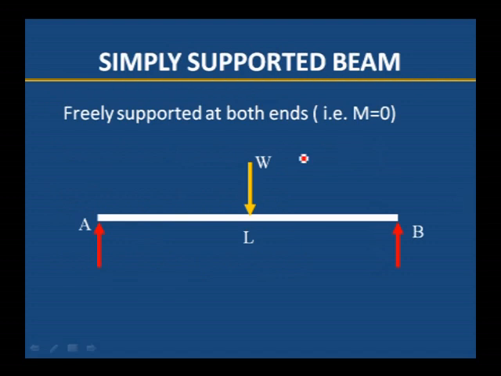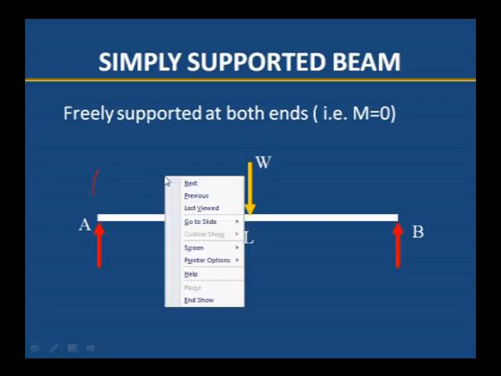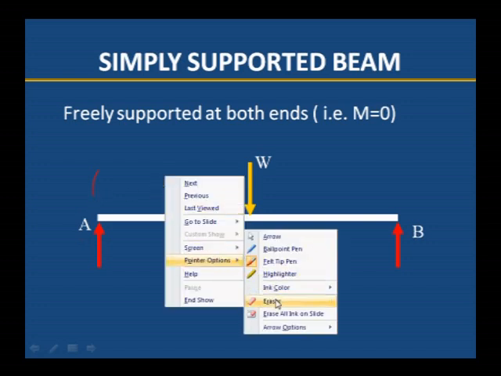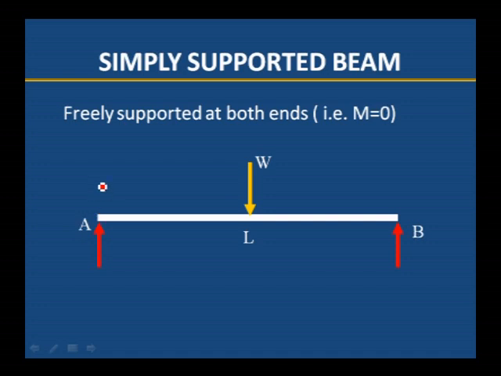Let us take one simple example to find out the support reactions for a simply supported beam. This is a simply supported beam which carries a central point load. Central point load means it is at a distance of L by 2 from the support. From the support it is L by 2.